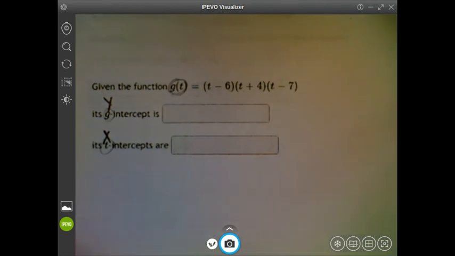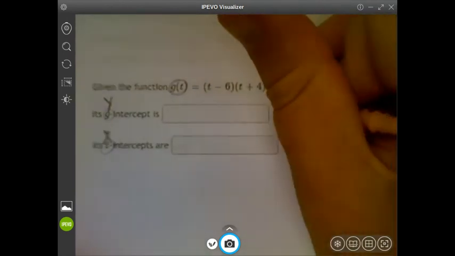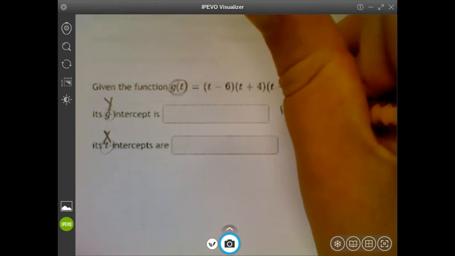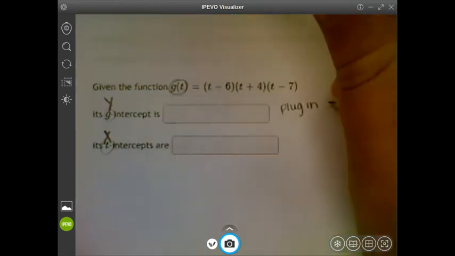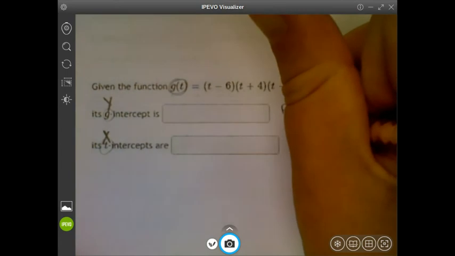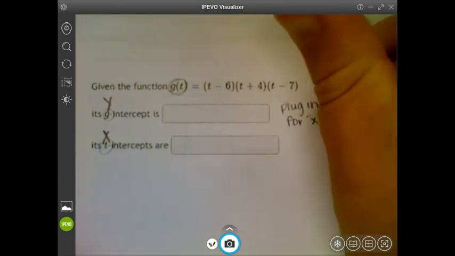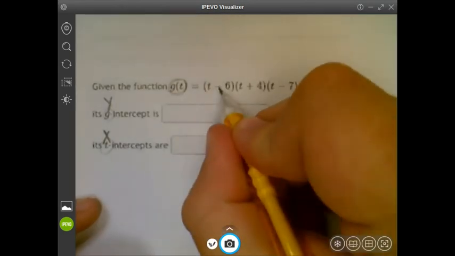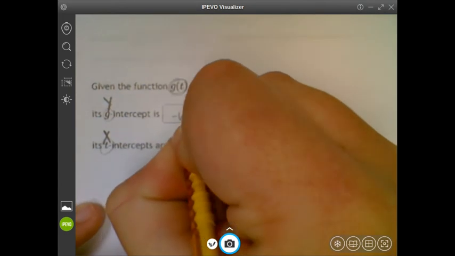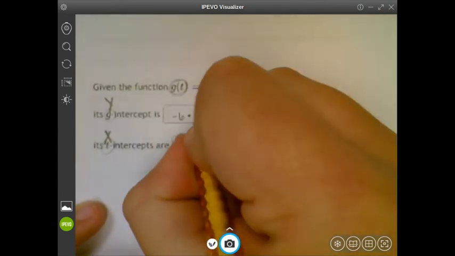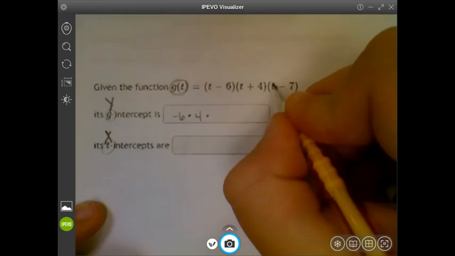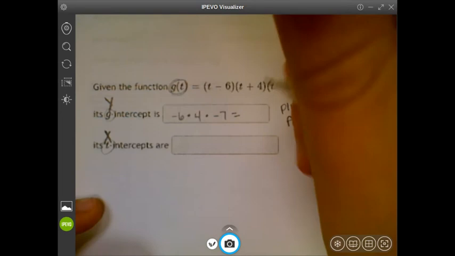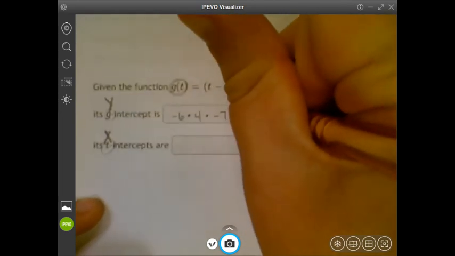This is something you might want to put in your notes. How do you find a y-intercept? You plug in 0 for your x. Every x, plug in 0. In this case, they're not x's, they're t's, right? But you're just going to plug in 0. So it'd be 0 minus 6, which is negative 6, times 0 plus 4, which is 4, times 0 minus 7, which is negative 7. Multiply those out, you're going to get negative 168.